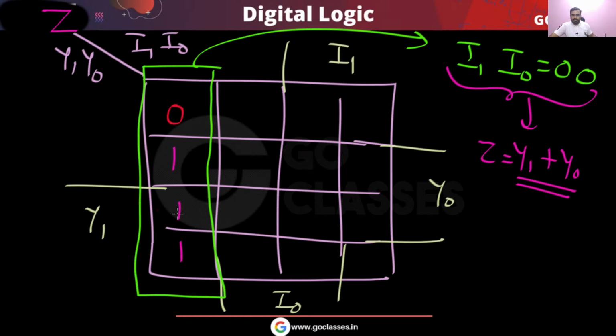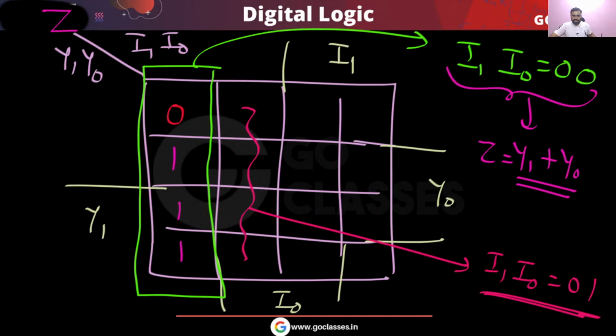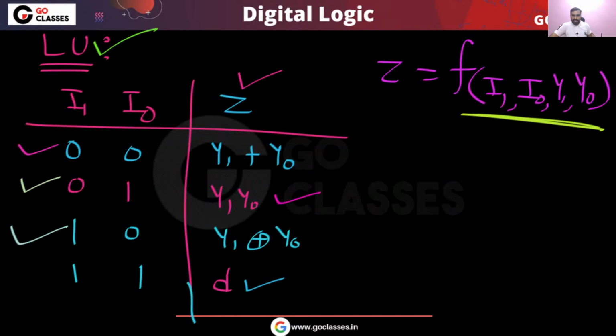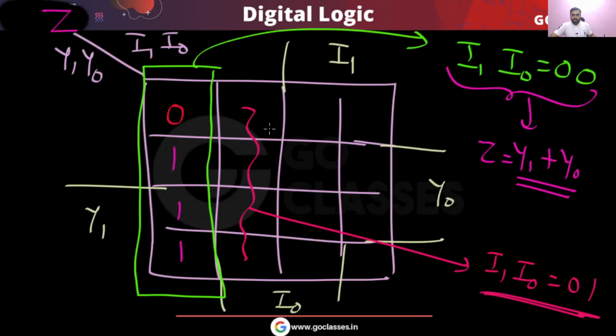Next, similarly, look at this area. Tell me what is this area? This area is I1, I0 equal to, I1 is 0 and I0 is 1. This is the 0, 1 area. In the 0, 1 area, you should get Y1, Y0. So here you should get Y1 and Y0. This you will get here.